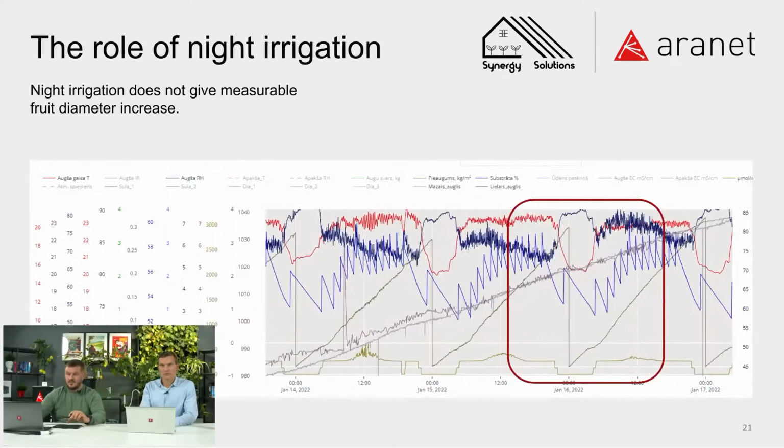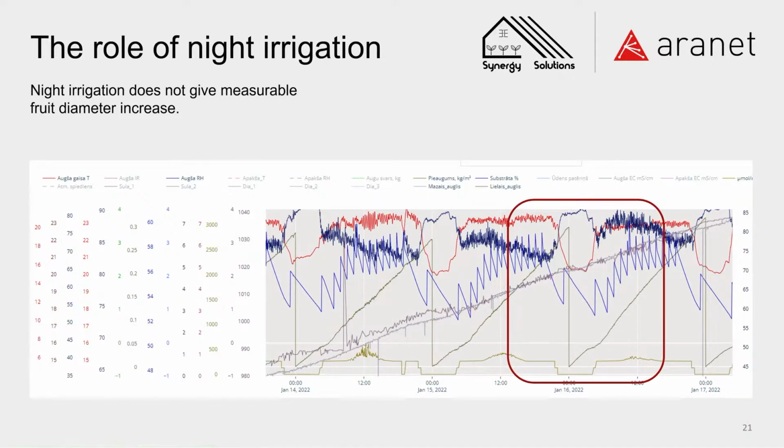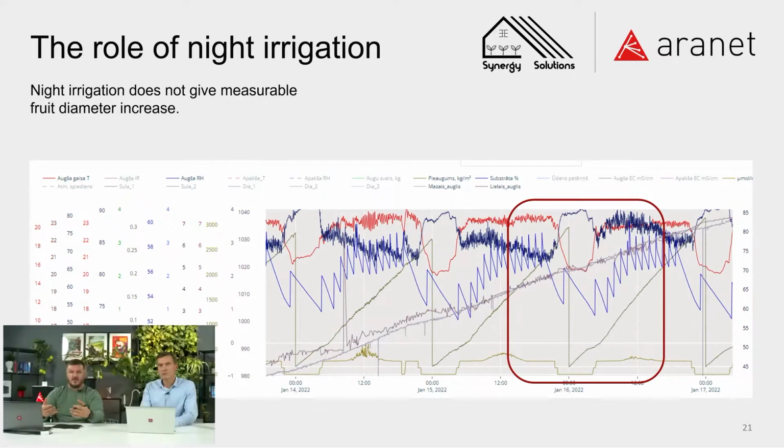At the same time, there are also quite some rumors about night irrigations and fast pre-nights, and that it helps and that it reduces root pressure, it increases fruit growth. Thanks to Aranet sensors, we were able to put everything in one ecosystem and to measure multiple parameters at the same time.